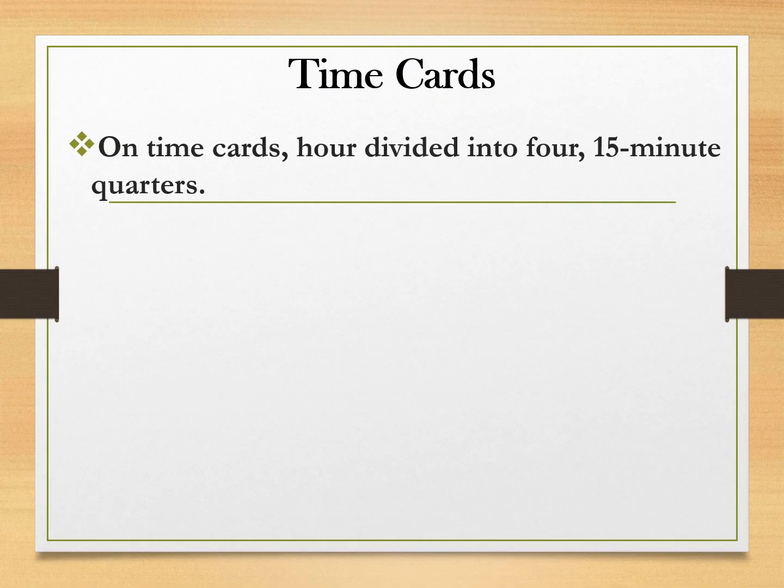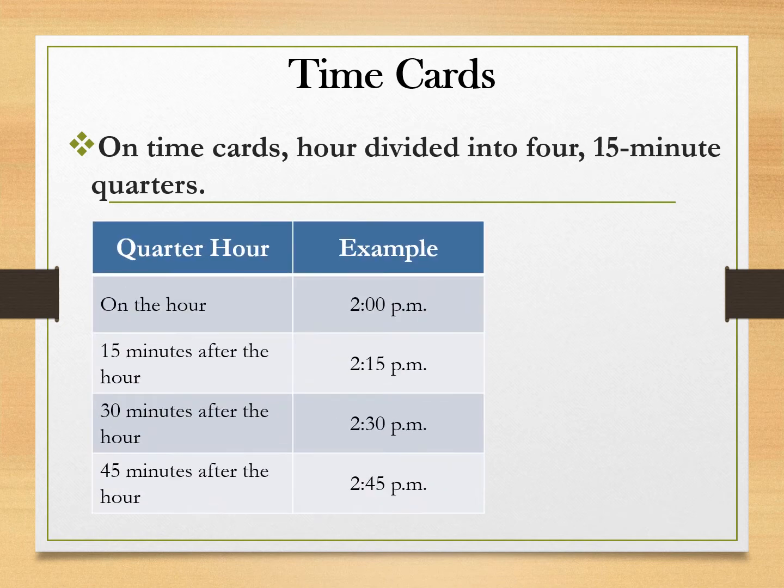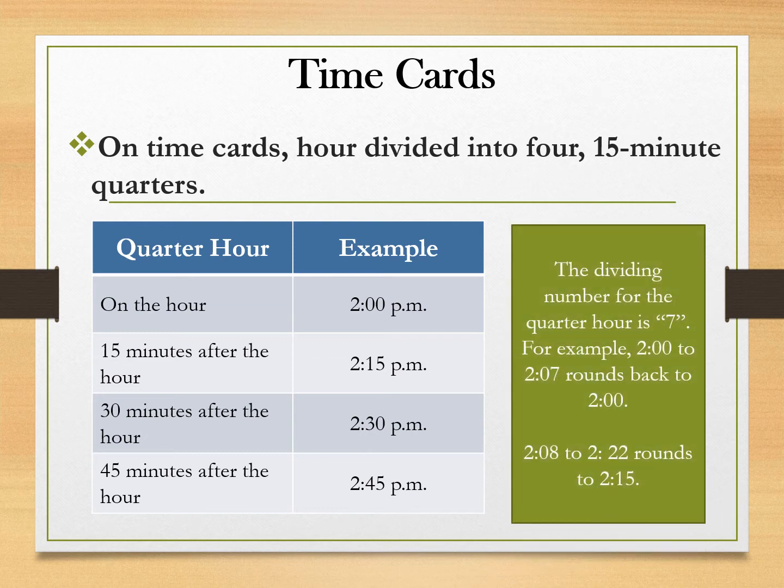On time cards, the hour is divided into 4 15-minute quarters. Using 2 o'clock as an example, on the hour is 2 o'clock. 15 minutes after the hour is 2:15. 30 minutes after the hour is 2:30. 45 minutes after the hour is 2:45. The dividing number for the quarter hour is 7. For example, 2 o'clock to 2:07 rounds back to 2 o'clock. 2:08 to 2:22 rounds forward to 2:15.